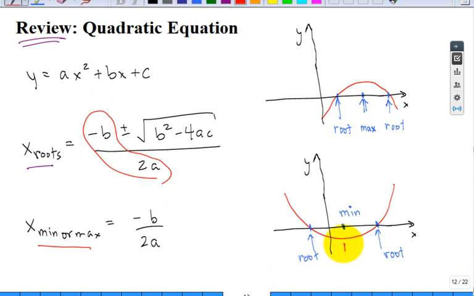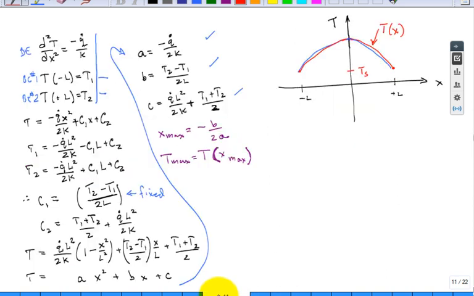Where you're going to get the min or the max is just negative B over 2A. And then you have this push out and push over, that's the plus or minus the square root of B squared minus 4AC. Hopefully that's a quick review, because our temperature distribution is simply a quadratic. It is easy. Then what's the slope at the min or max? Guess what? 0. Its slope is 0.